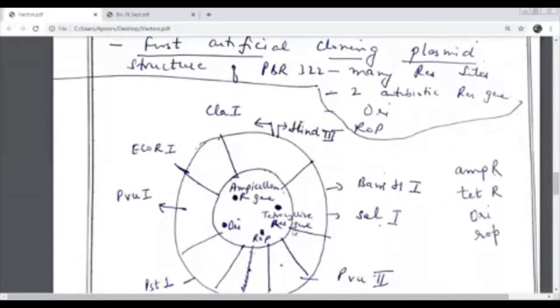Ampicillin resistant gene, and second is your tetracycline resistant gene. What is the third thing which is written? ROP. ROP is the protein needed for replication. Yes, it is the protein which is needed for replication. And what is ORI? Origin of replication. Site for replication. ORI stands for origin of replication.